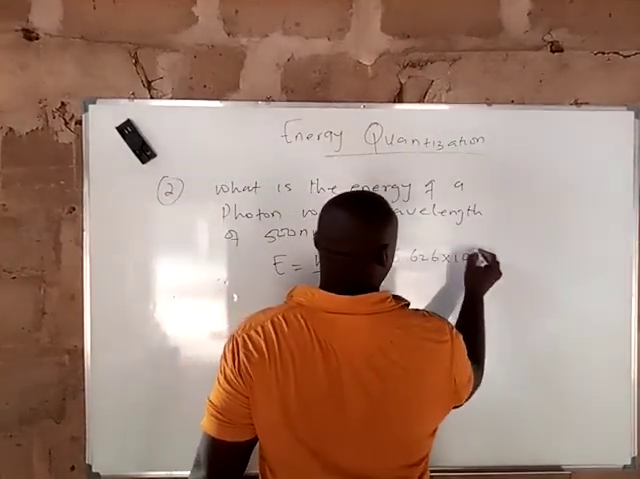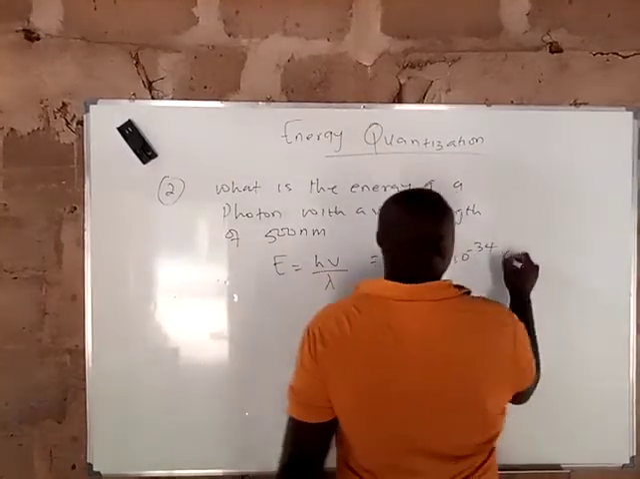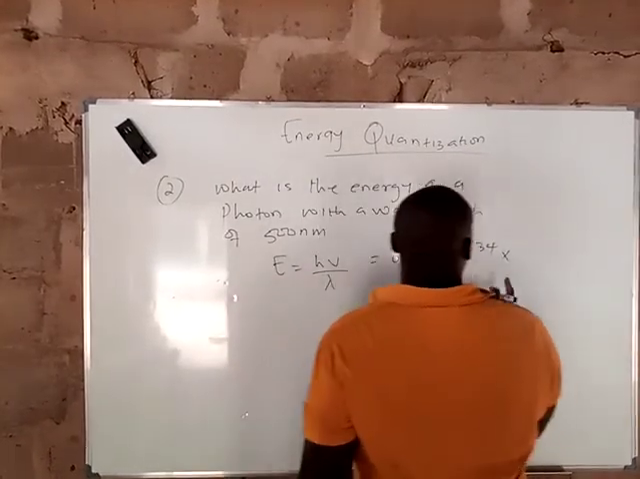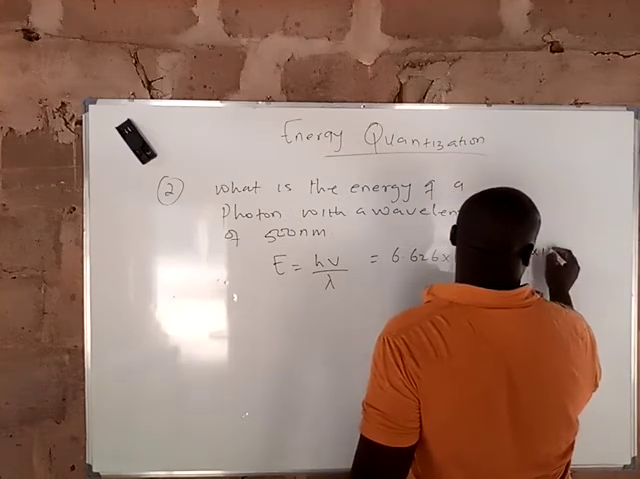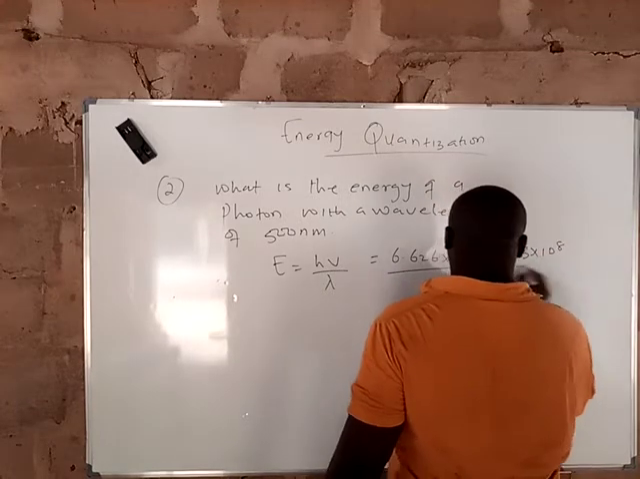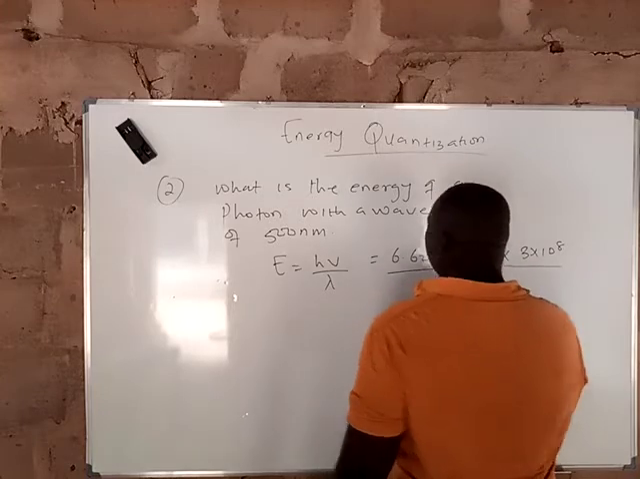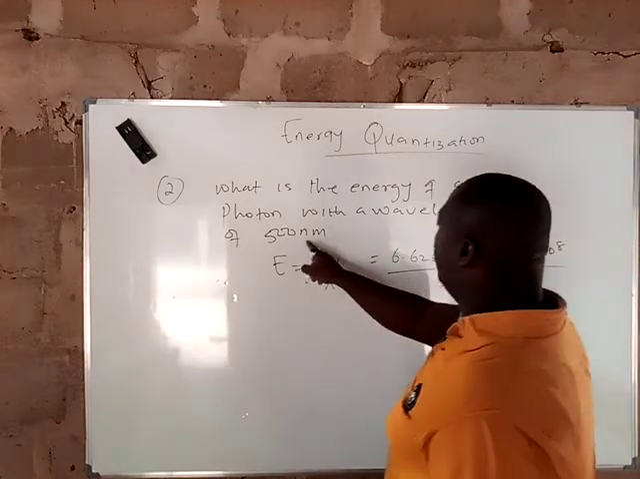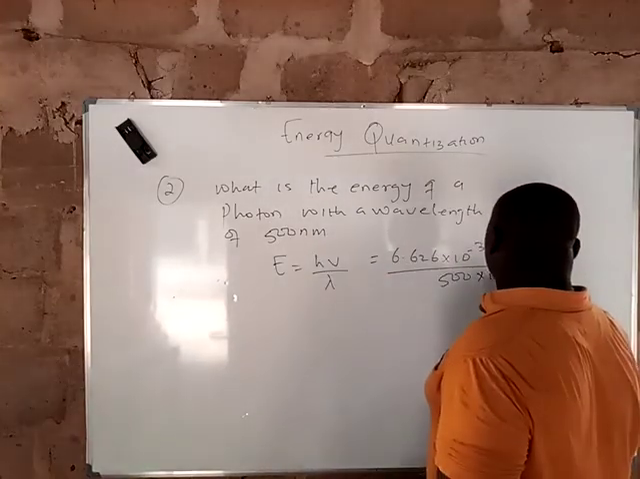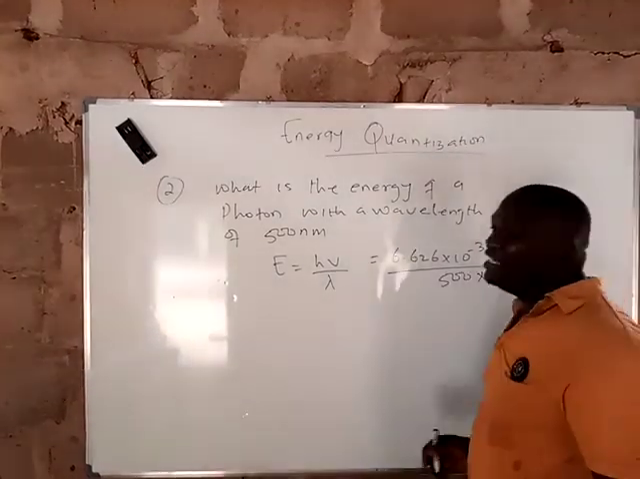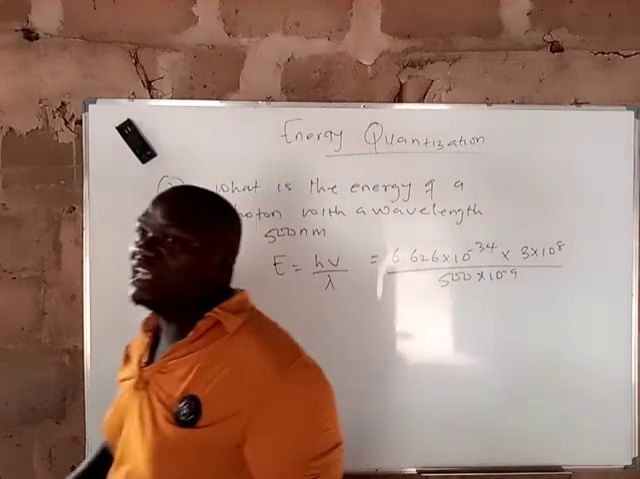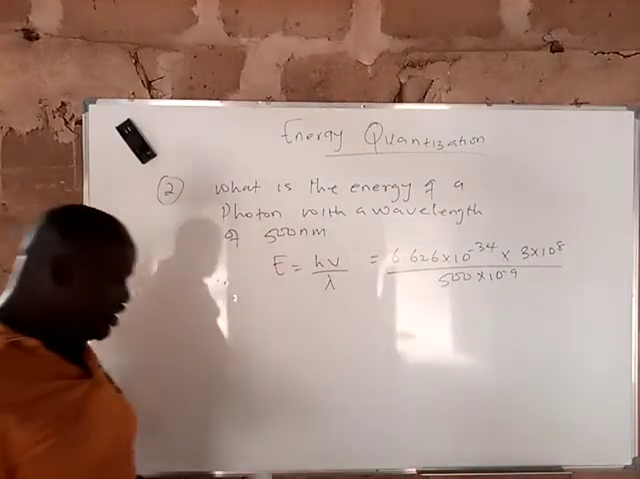6.626 times 10 raised to the power minus 34 times, don't be confused and say, did not give me velocity. It's also a constant. So 3 times 10 raised to the power of 8 all over 500. Whenever you see nanometers, it means times 10 raised to the power of minus 9. Don't be confused with nanometers and gigameters. We already did all these things. They are on our channel. Endeavor to watch the video.